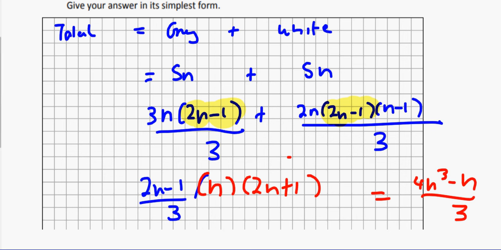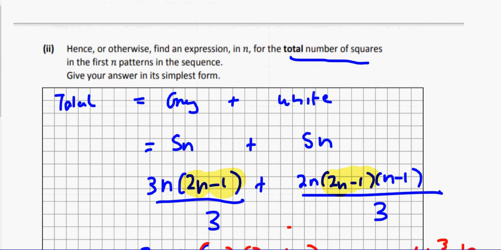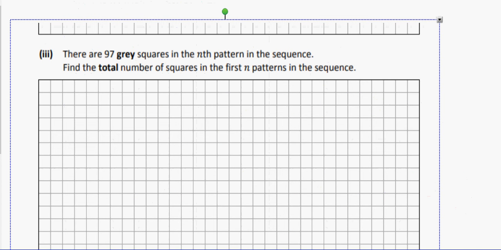Alright. Oh god. Still not over. There are 97 grey squares, alright? There are 97 grey squares in the nth pattern of the sequence. Find the total number of squares in the first n patterns of the sequence. Oh god. Okay.